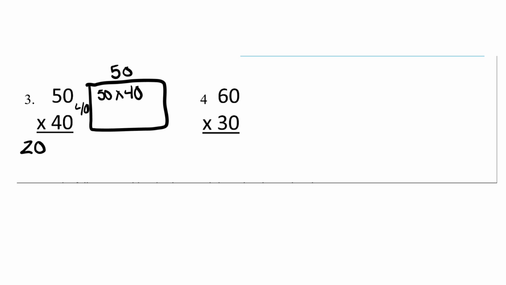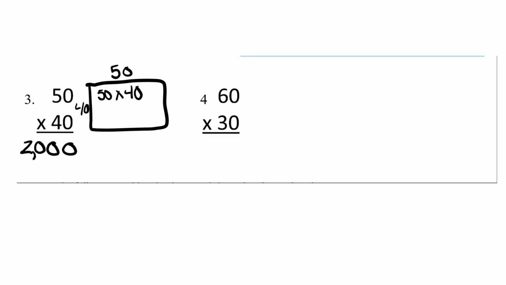Now if I pick up my fingers and see how many zeros I covered up, 2 zeros, I need to put those 2 zeros back. So now I have an answer of 2,000.